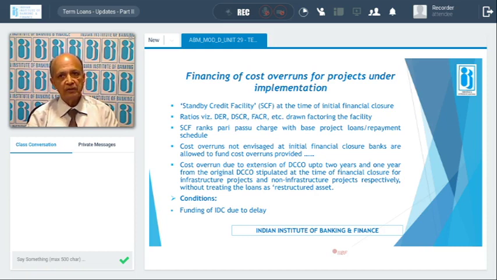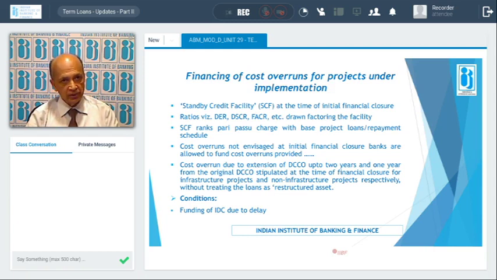Exposure should be taken into account, both for the exposure purpose as well as for fixing the repayment schedule. And regarding cost overrun, there is one option where it is already envisaged, and the second is where the cost overrun is not envisaged at all. In that case, the cost overrun may be due to the DCCO, that is the date of commencement of the commercial operation. Once the commercial operation takes place, only then is income generated.